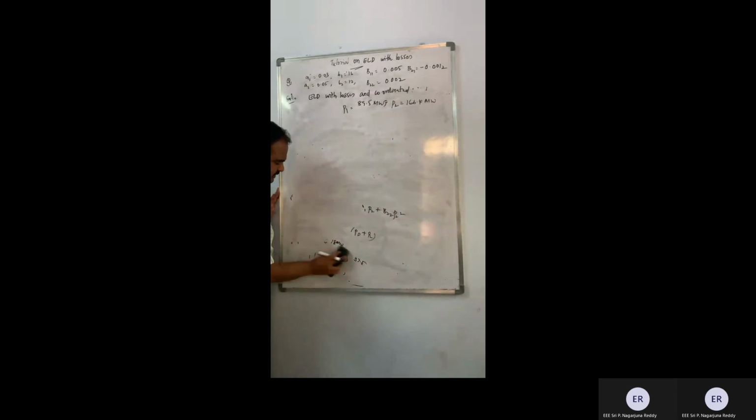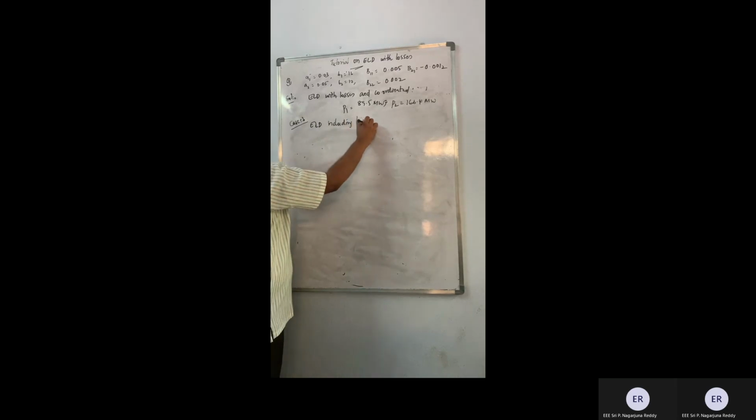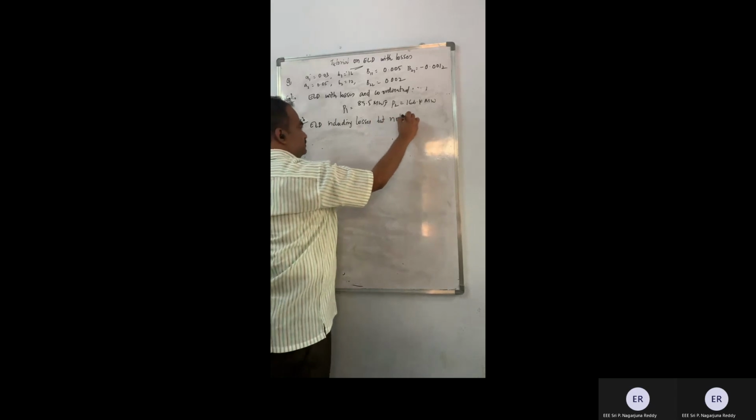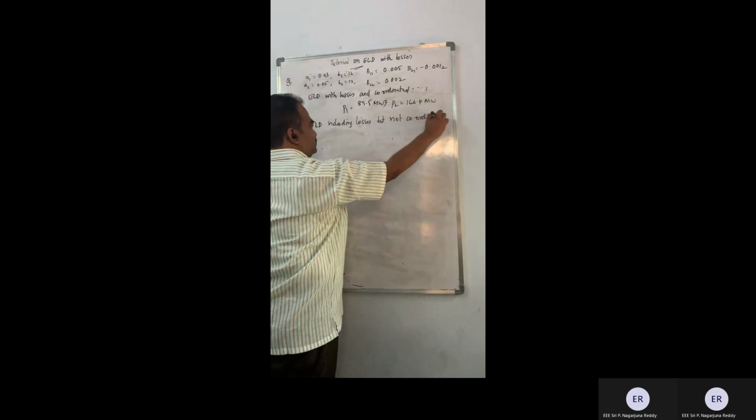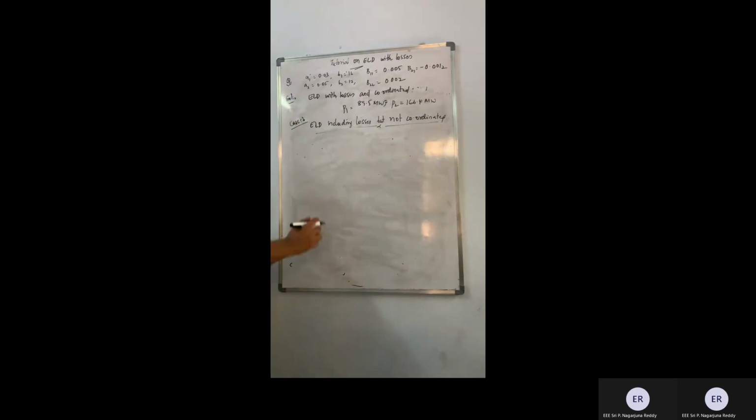Now we will see the last case of the ELD problems, where we should include the losses, but we should not coordinate. Now case B, ELD including losses, but not coordinated. If losses are to be included but not coordinated, the condition is IC must be equal to constant. This was the condition for ELD with losses, isn't it?